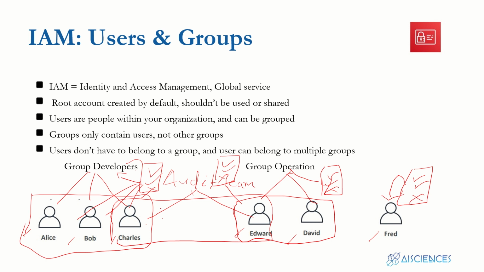All right, Charles over here will possess the permission from group developers as well, and he will possess the permission from this audit team as well. So it means Alice and Bob will have only one permission from group developers, but Charles is a part of this group, but he possesses two permissions. He possesses permission from group developers and from group audit team as well. So that was my point behind creating all this mess.